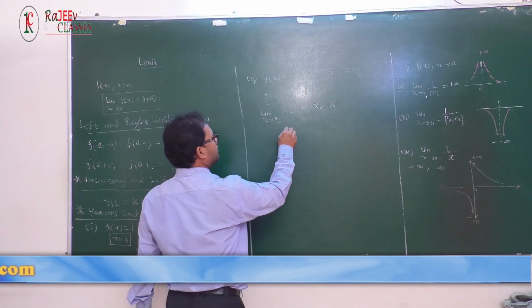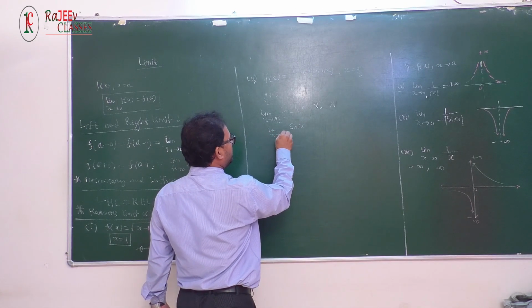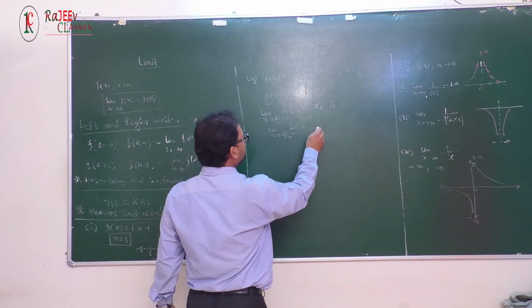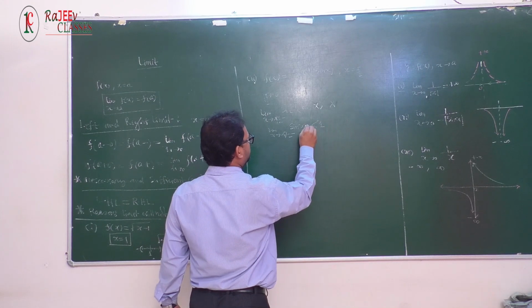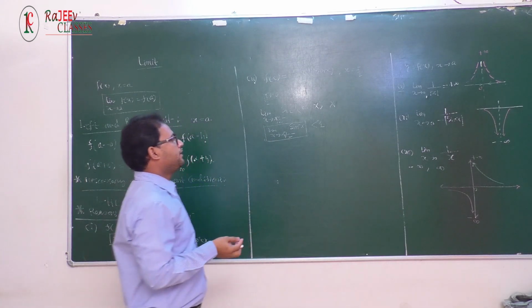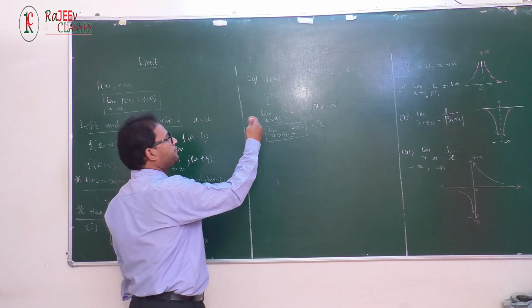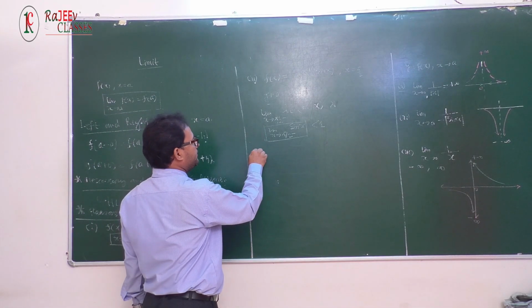The reason is what? In that case sin x, as x tends to pi by 2 minus, gives a value which is less than 1. And for a value less than 1, sec inverse is not defined. That's why in the neighborhood of the point the function is not defined.